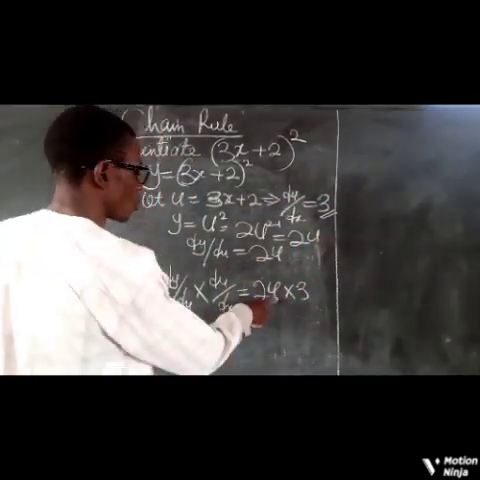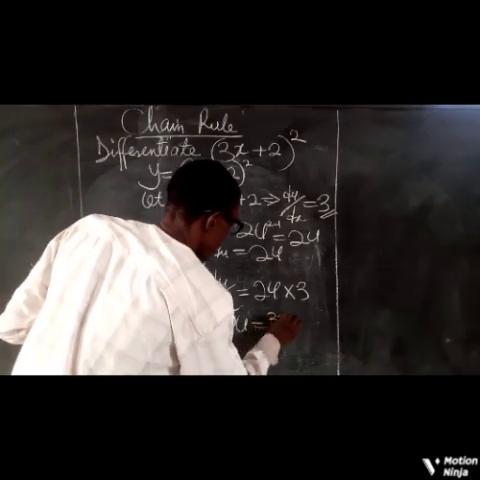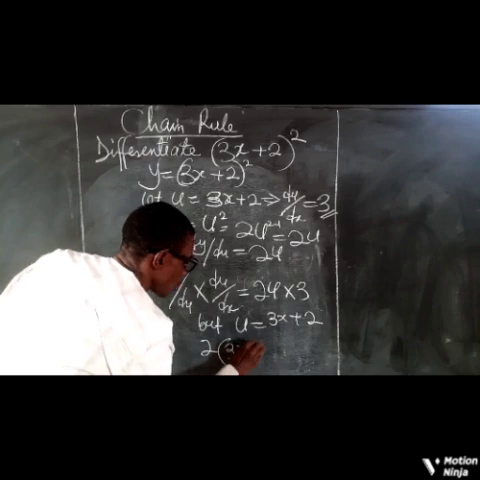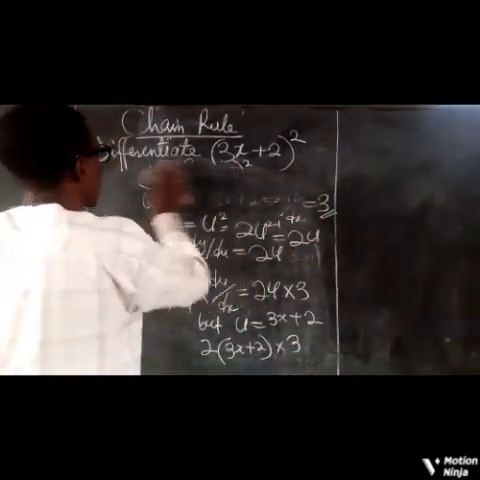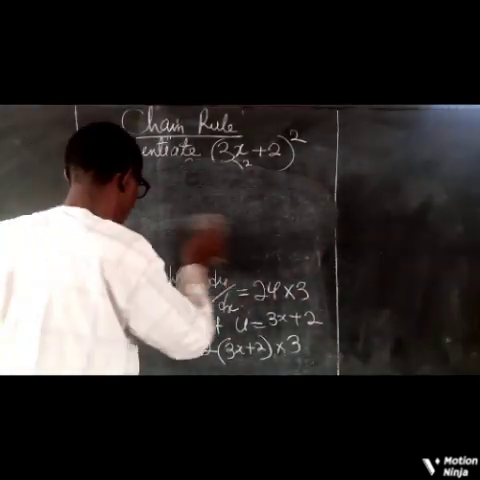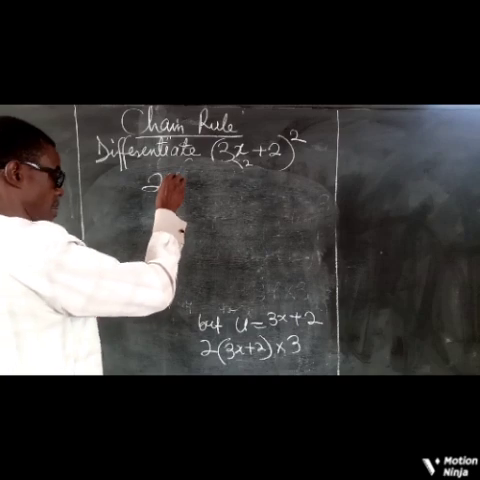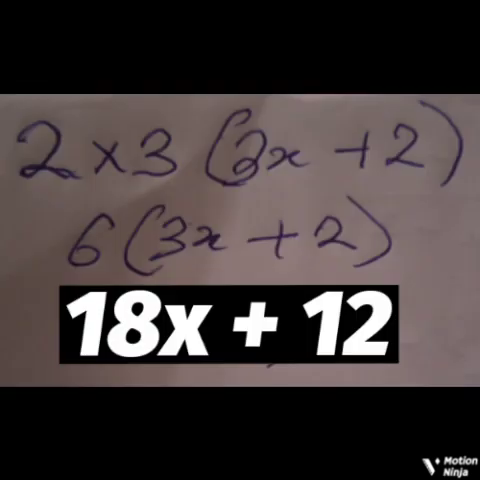But we know our u is equal to 3x plus 2, so we substitute the value of u in this expression. Now I have 2 into (3x plus 2), multiplied by 3. So we can now open the bracket. Let's clean the board so that we can have a clearer view of what we are doing. So we have 2 multiplying (3x plus 2) times 3. Opening the bracket and factorizing, 2 times 3 will give you 6, and then 3x plus 2. At the end of the day, you'll get 18x plus 12 as your final answer.